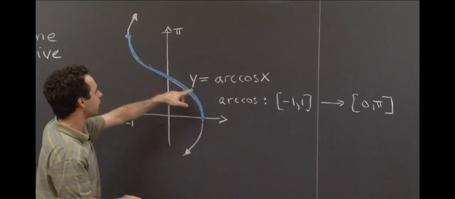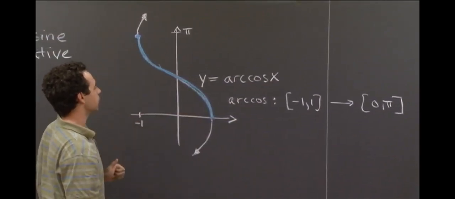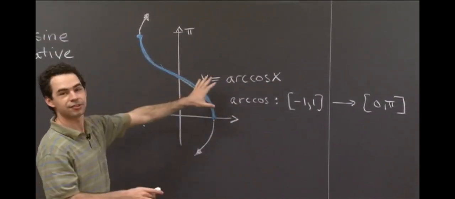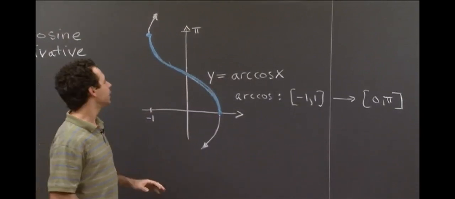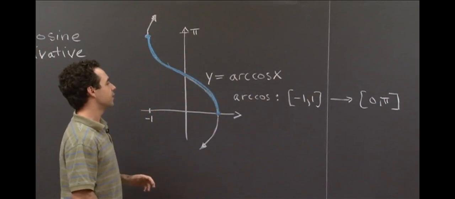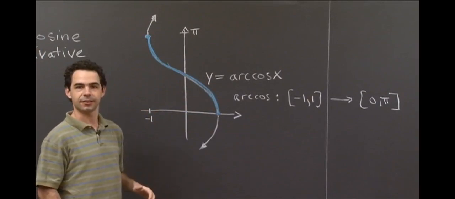OK, so if you graph the function, now this is a proper function, right? It's single valued. It passes the vertical line test. And so that's the graph of y equals arccosine of x.